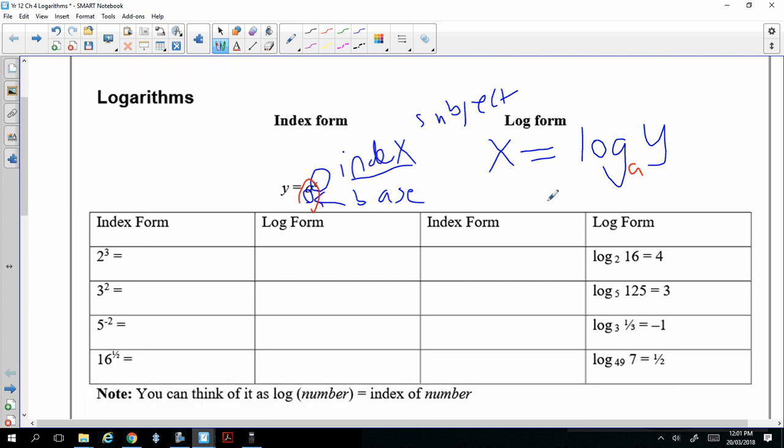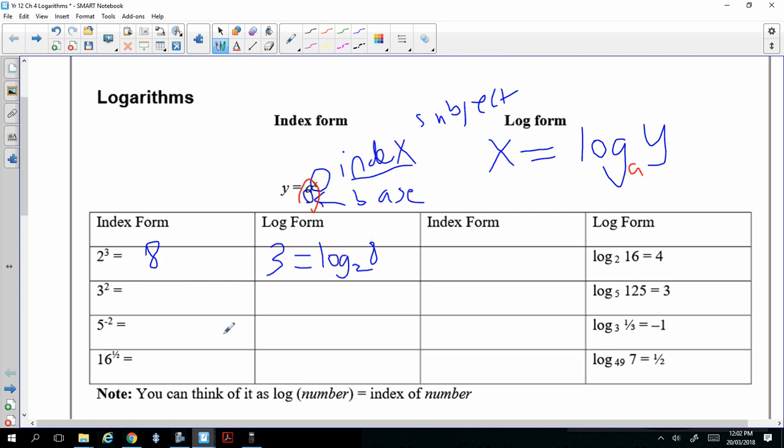And we're going to do more practice with these. Let's do the first one. What's 2 cubed equal to? 2 cubed is 8. We write that in log form: 3 equals log base 2 of 8. So that's what log means. It comes from index.